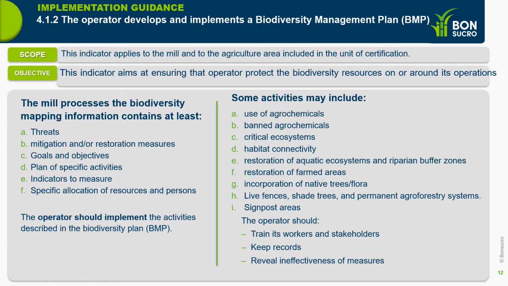This plan needs to be documented and implemented. Some activities may include, for example, the use of agrochemicals in some areas, banned agrochemicals, critical ecosystems, habitat connectivity, and all the information for the implementation of a biodiversity plan to protect and enhance maybe HCVs identified, or ecosystems identified, or riparian zones identified.